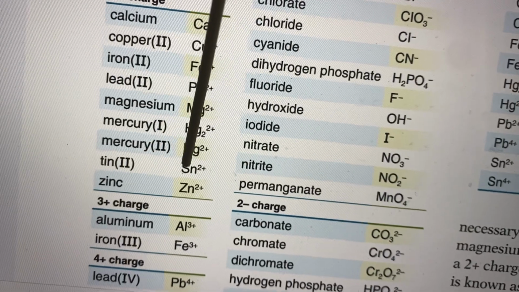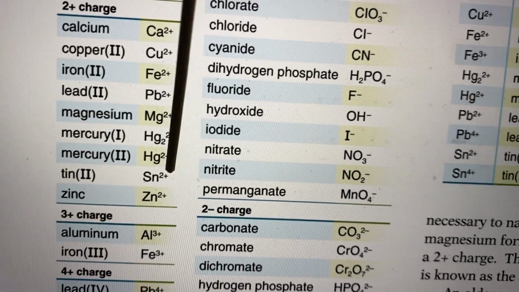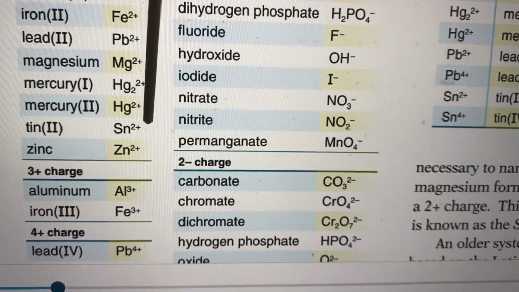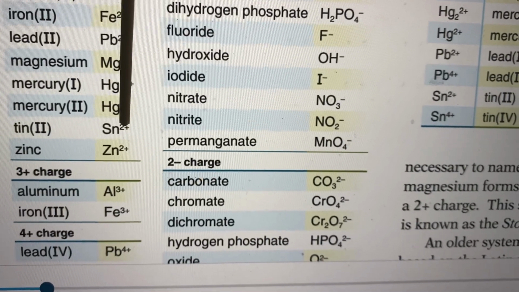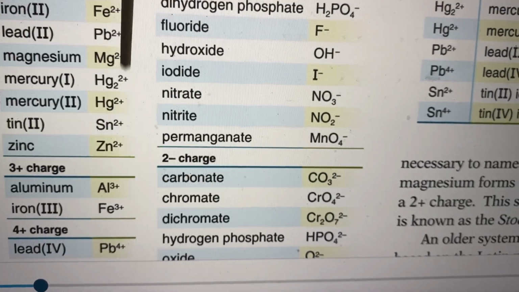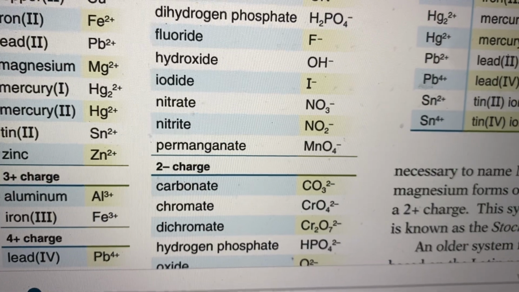Tin with a 2. Sn is tin. You probably didn't recognize that one. But there's 2 charges. 2 means 2 charges. Zinc, 2 charges. These are all 2-charged polyatoms.